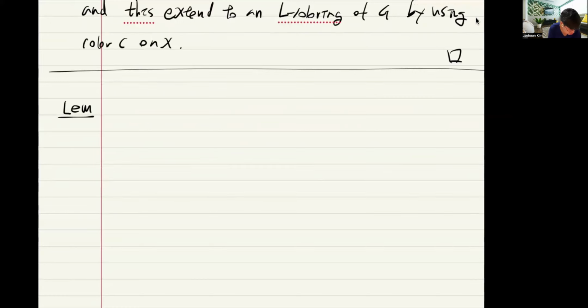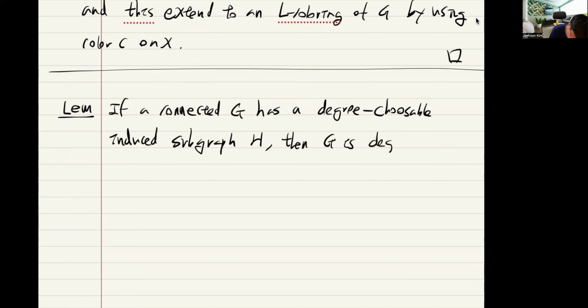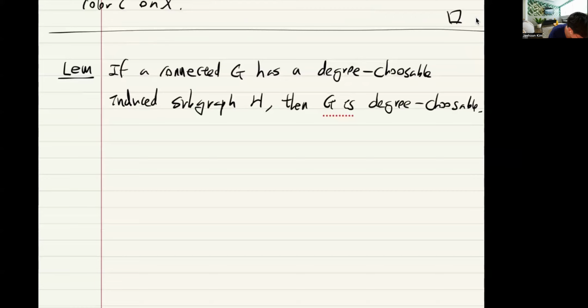And also, using that, we can prove this theorem, which is also useful for proving certain graphs are degree choosable. If a connected graph G has a degree choosable induced subgraph H, then G is degree choosable. So we can prove this.